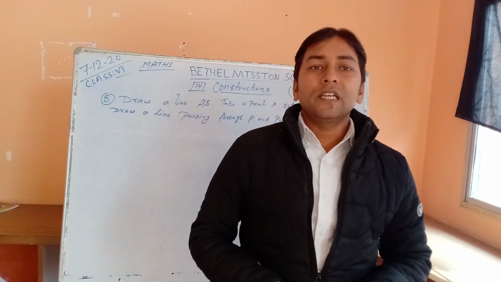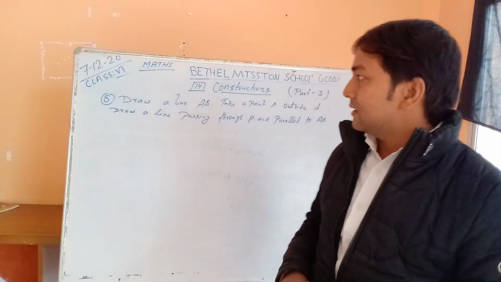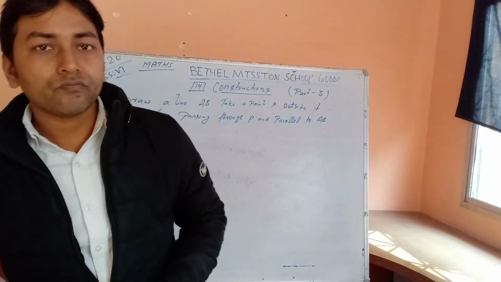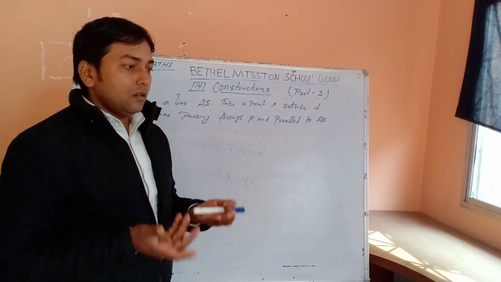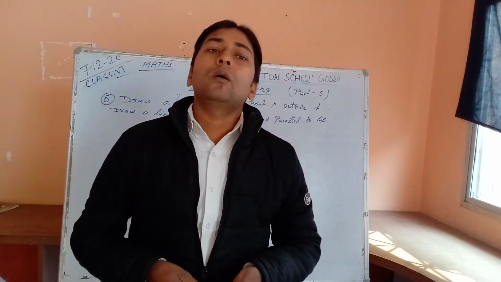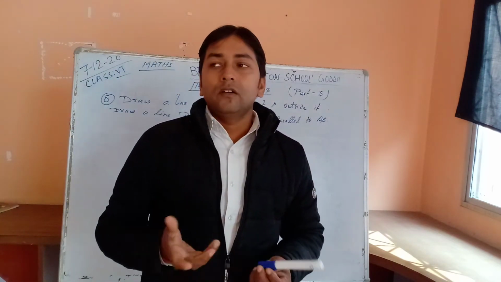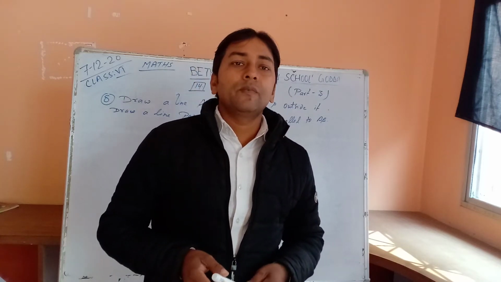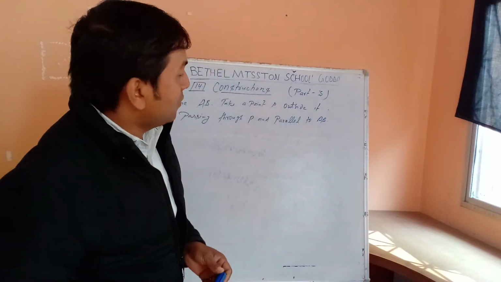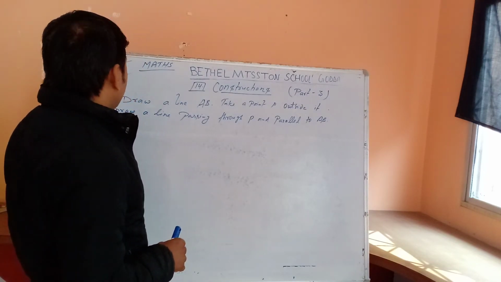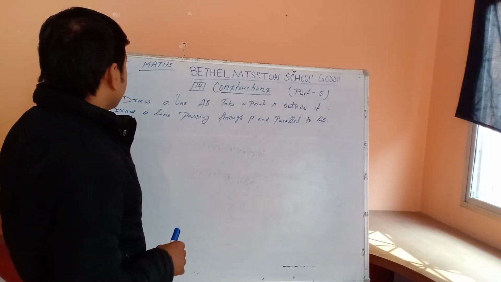Today I am going to take the third part of the construction. Here we are going to learn the construction of right angle triangle or 120, 150. I have taken one question from your book, that is the 8th number question.